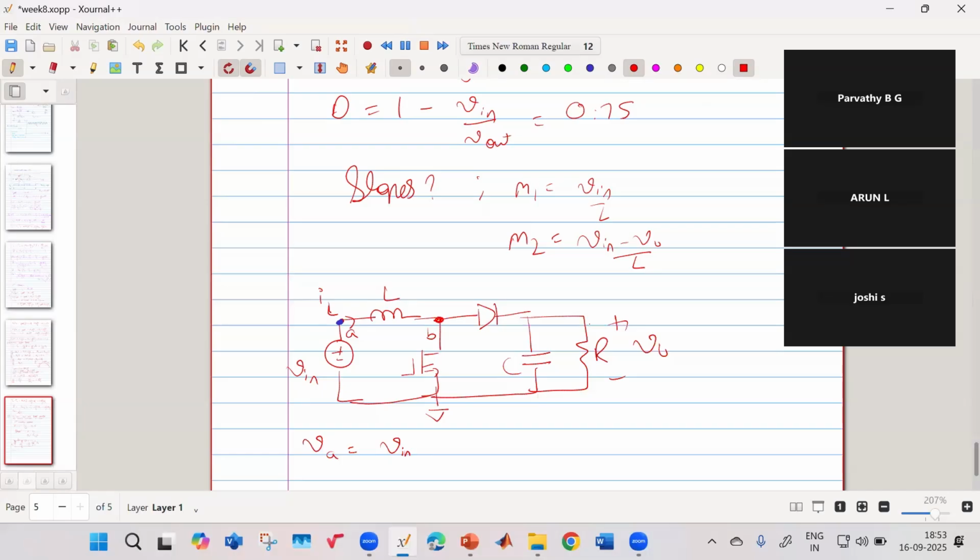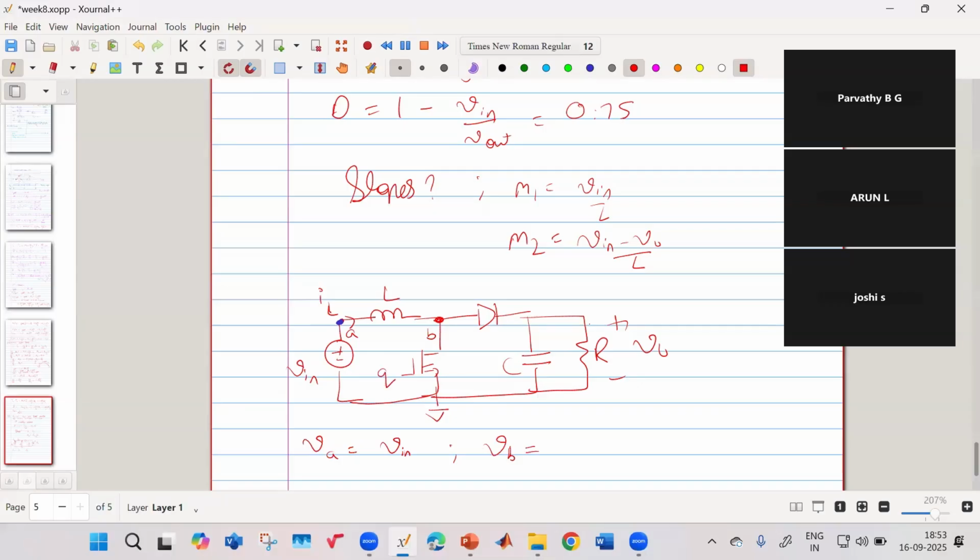It will not change at all. It will always remain at V in. If your V in changes, VA will change. Otherwise, it will be at V in. Okay. What is the confusion here? What is your voltage at VB?